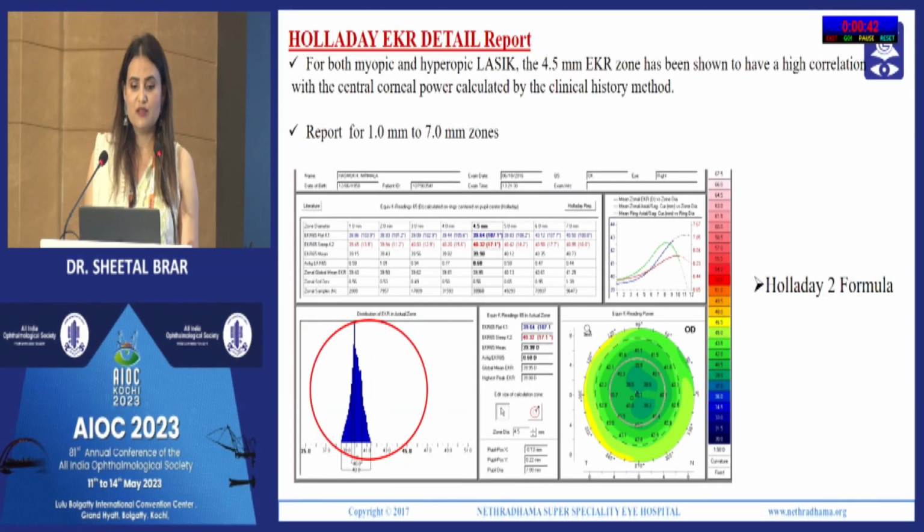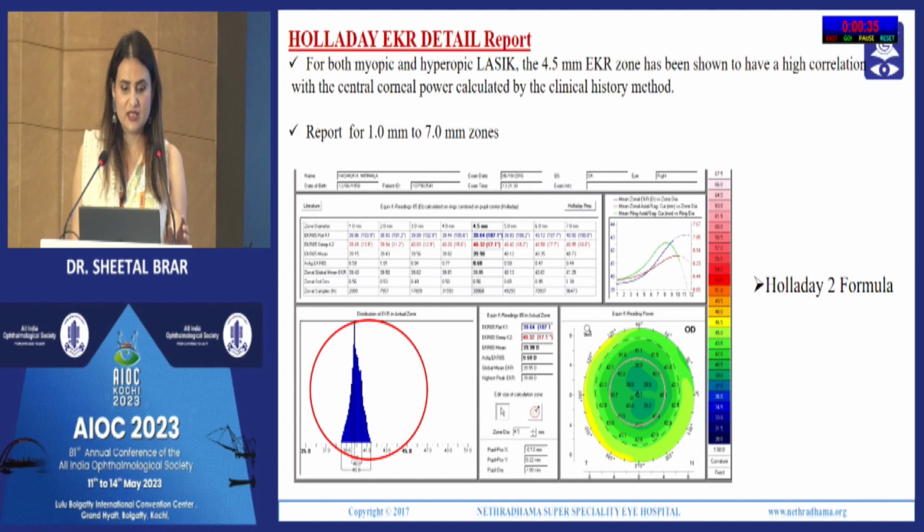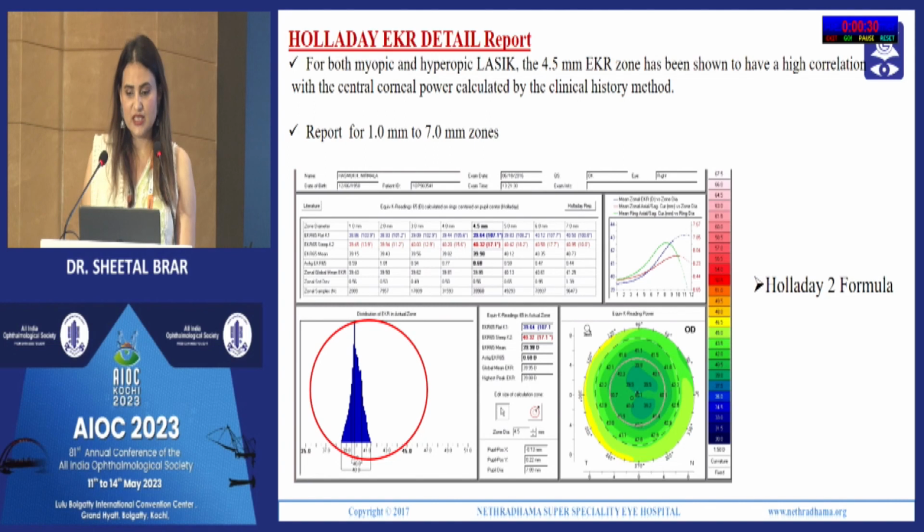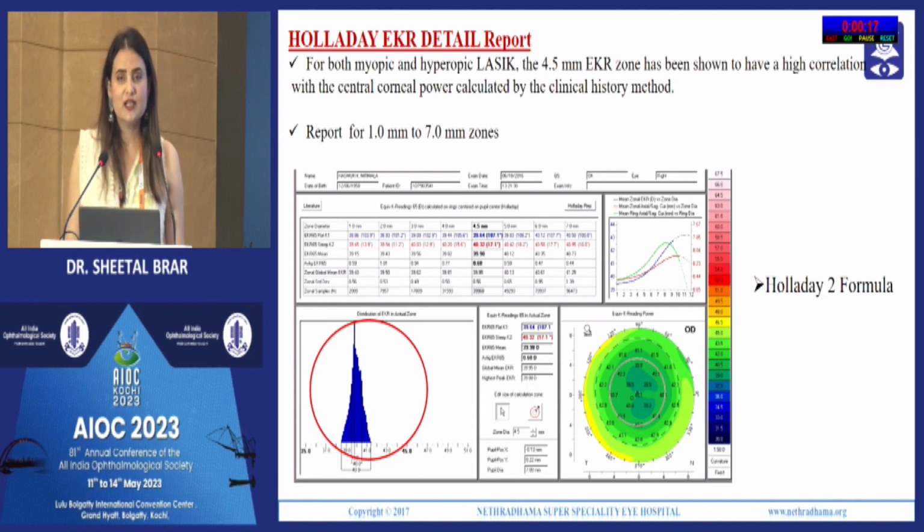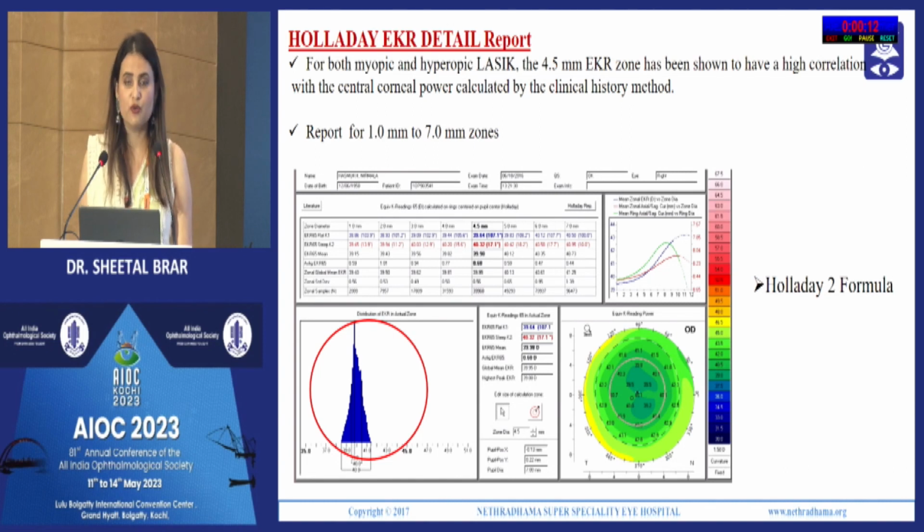And then we also have the Holladay EKR detailed report, which is available in the Pentacam. For both post-myopic and hyperopic LASIK eyes, you can use this report, and you can use the 4.5 millimeter EKR zone K values, which are shown in the middle. These values have been shown to have high correlation with the central corneal power calculated with the clinical history method. As I said, the clinical history method is still considered the gold standard, so the values in this zone correspond with this method. So this zone is selected for K values.